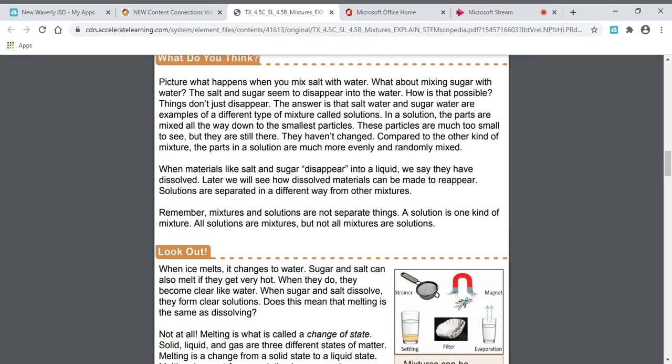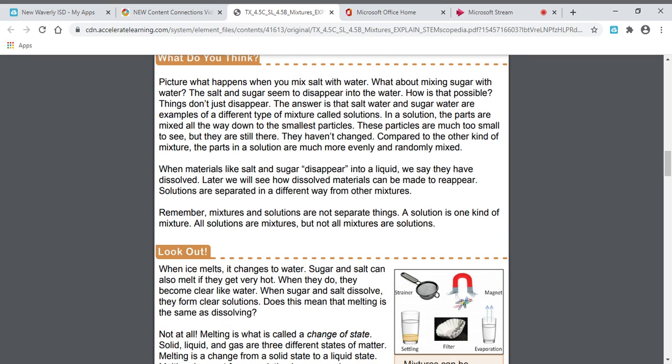Picture what happens when you mix salt with water. What about mixing sugar with water? The salt and sugar seem to disappear into the water. How is that possible? Things don't just disappear. The answer is that salt water and sugar water are examples of a different type of mixture called solutions.